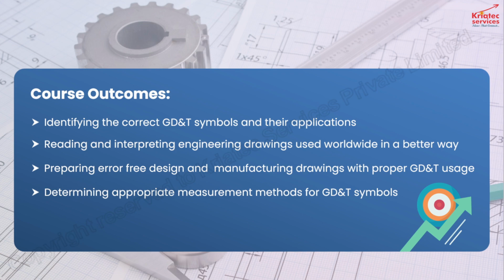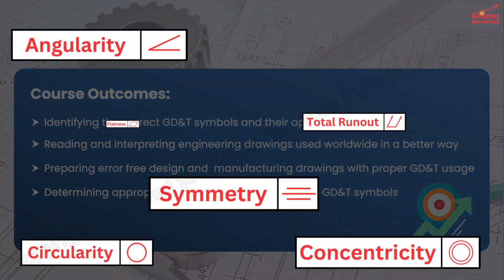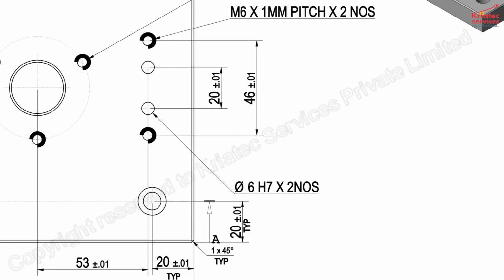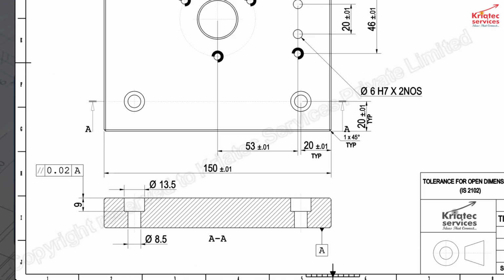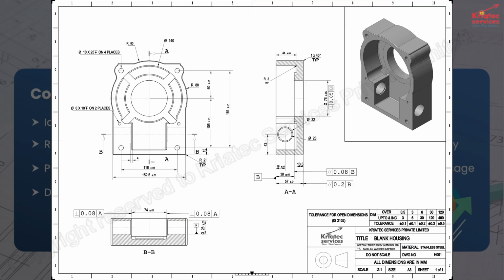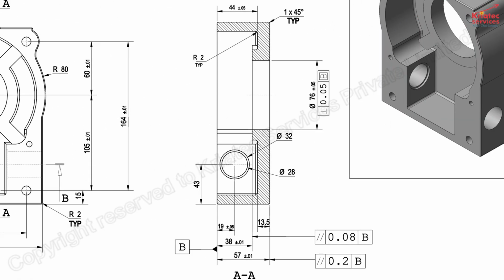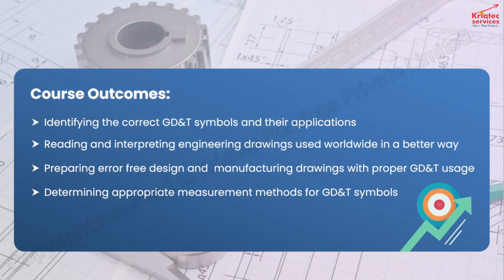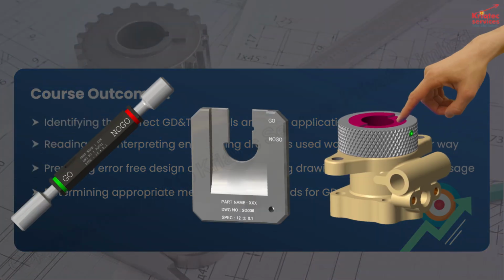The course outcome of the GD&T is, once you have completed the GD&T course with us, you can identify the correct GD&T symbols and their applications. You can read and interpret the engineering drawings that are used worldwide in the best possible way, prepare error-free design and manufacturing drawings on your own with the proper application of GD&T usage. And you can determine the best possible measurement method or inspection method for the GD&T symbols.